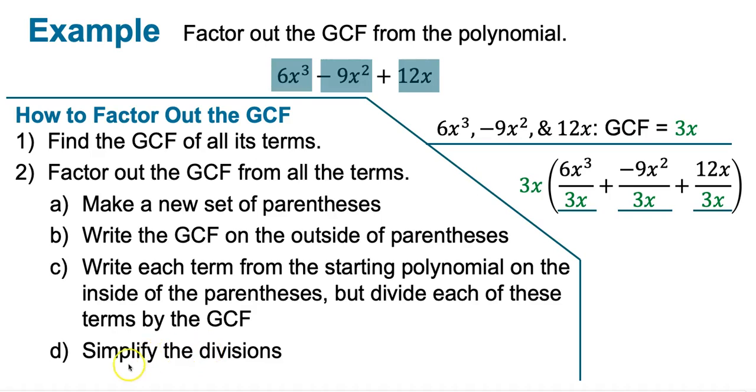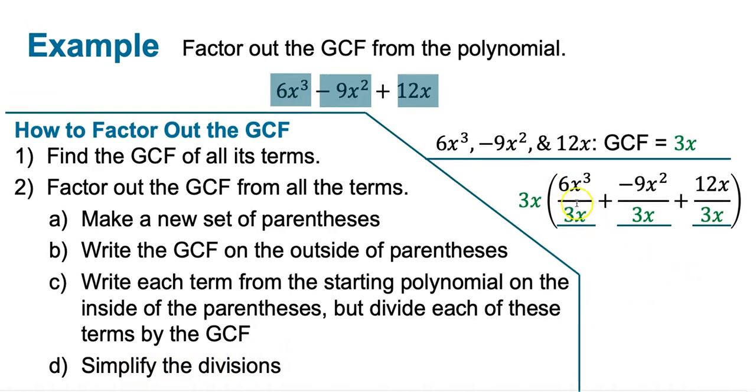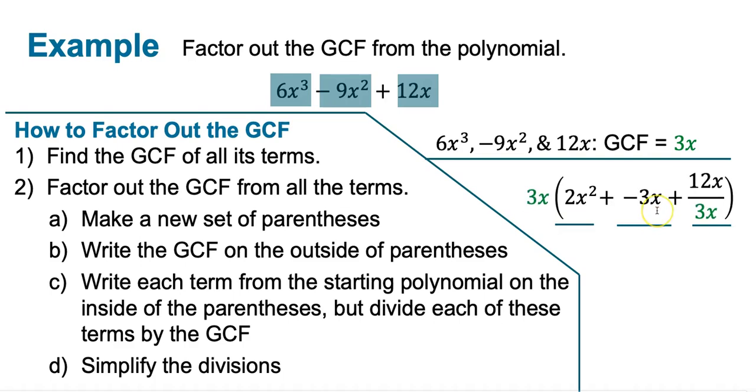Now finally, let's simplify each of these. The first term on the inside simplifies to 2x squared. The second term simplifies to minus 3x. And the last term simplifies to 4. Now for the second term we have plus a minus, which is just simply minus, so we can simplify that. Now everything's fully simplified, so this is our answer.